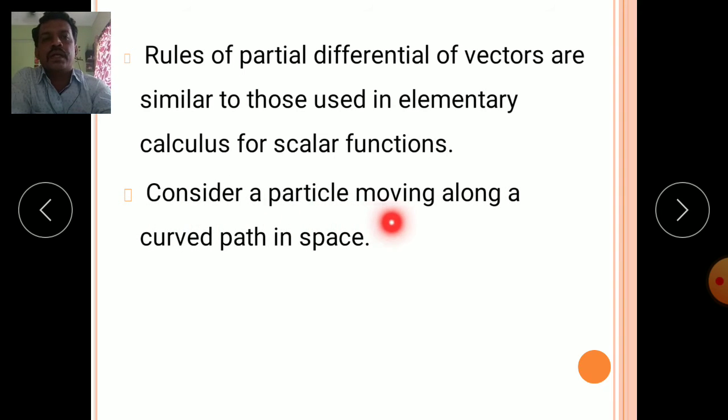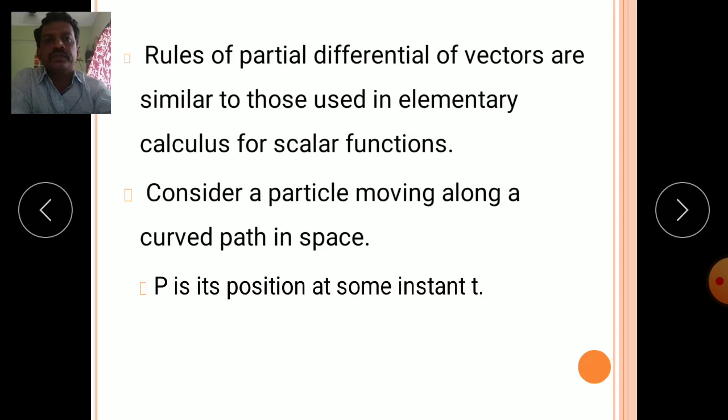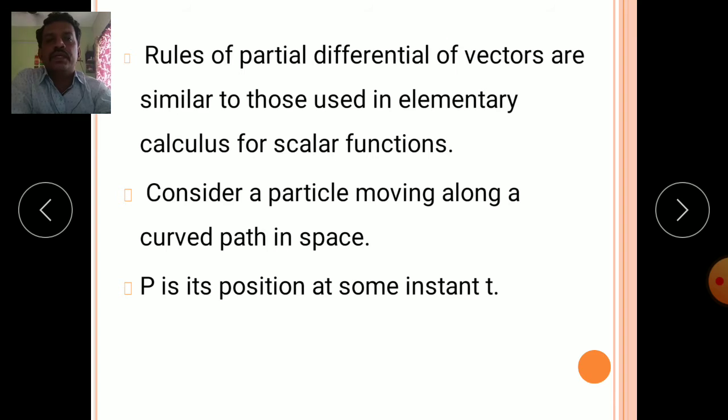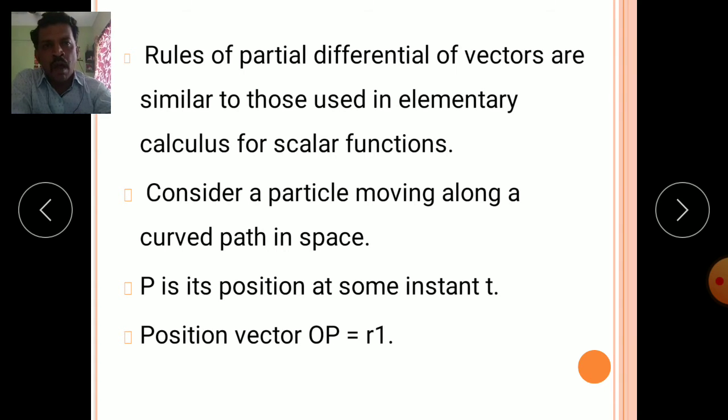Consider a particle moving along a curved path in space. We consider one space, and on that curved path the particle is moving. P is the position at some instant t. Here we consider that P is the position of that particle at time t. Position vector OP equal to R1, where O is the origin, and OP is the distance from the origin. It is given by R1.